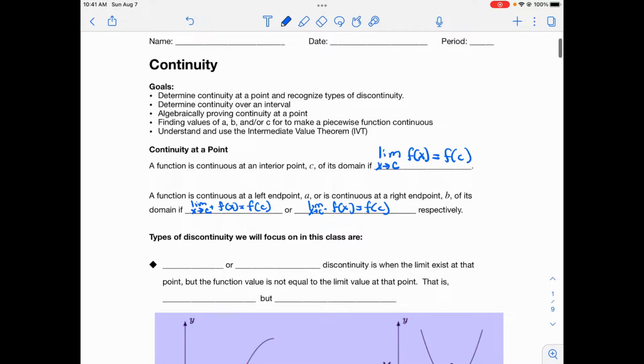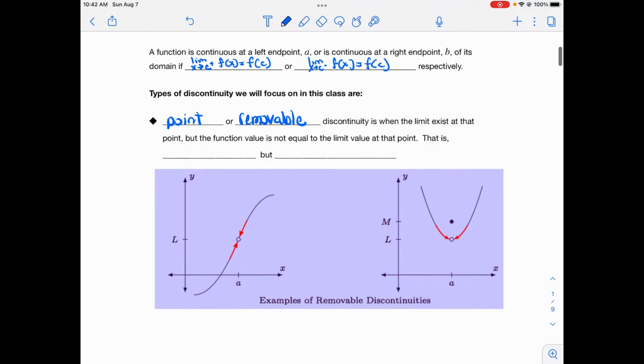Now, if a function is not continuous at point c, we say that f is discontinuous at c, or c is a point of discontinuity. There are many types of discontinuity, but in this class we'll focus on three. The first type of discontinuity we'll focus on is point, or sometimes it's called removable discontinuity. So point discontinuity, removable discontinuity.